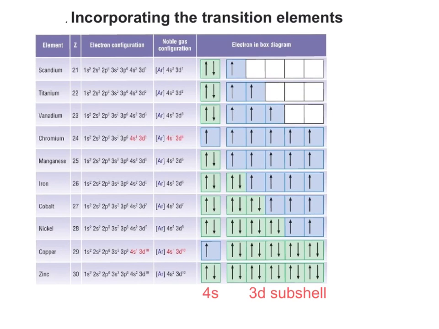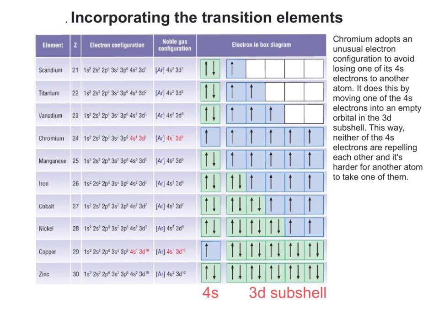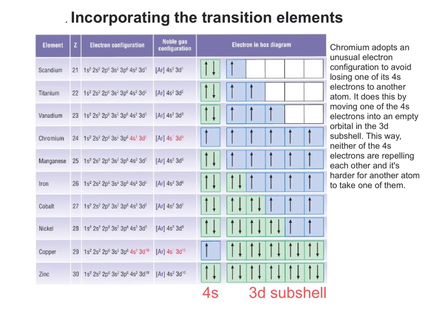There are two slight anomalies, chromium and copper. First looking at chromium. What chromium does is it moves one of its 4s electrons into an empty space in the 3d subshell. So now what you have is 6 electrons that are not paired up with any other electrons, so what they're not subject to is repulsion. If an electron pair in an orbital is subject to repulsion, then it's possible that another atom nearby might want to take one of those electrons.